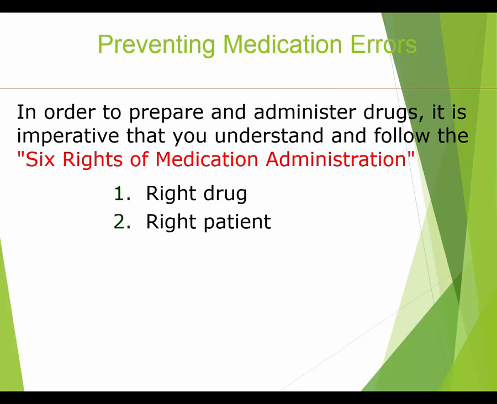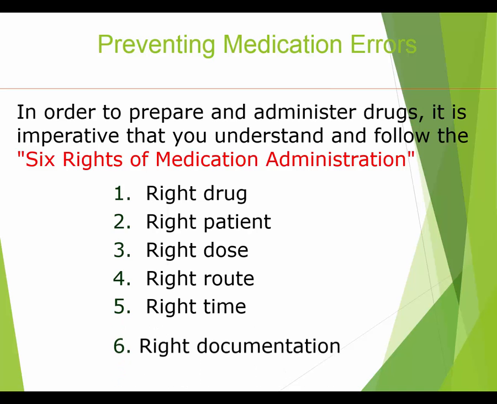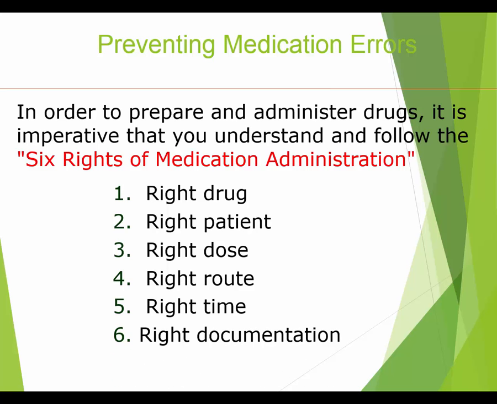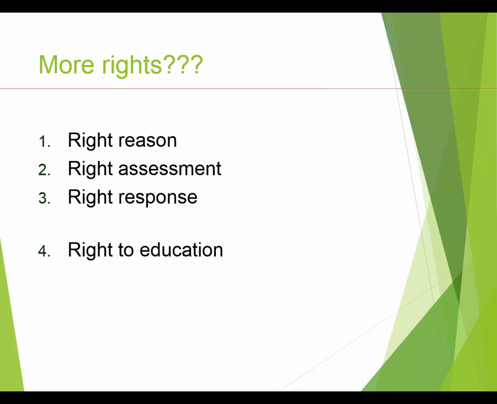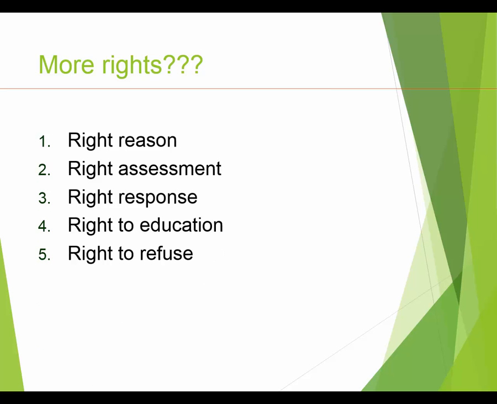First one being the right drug. Next one being the right patient. Next one being the right dose. Next one being the right route. Fifth is the right time and the right documentation. Okay. Your Taylor book also has the right reason, the right assessment data, the right education, the right documentation, and the right response. Some books will say the right to refuse. So you can get really hung up on all the rights, but what you really need to know is that you're doing all the right things for the patient. Okay? So there's your right reason, your right assessment, your right response, the right education, the right to refuse, the right documentation, so on and so on and so forth.